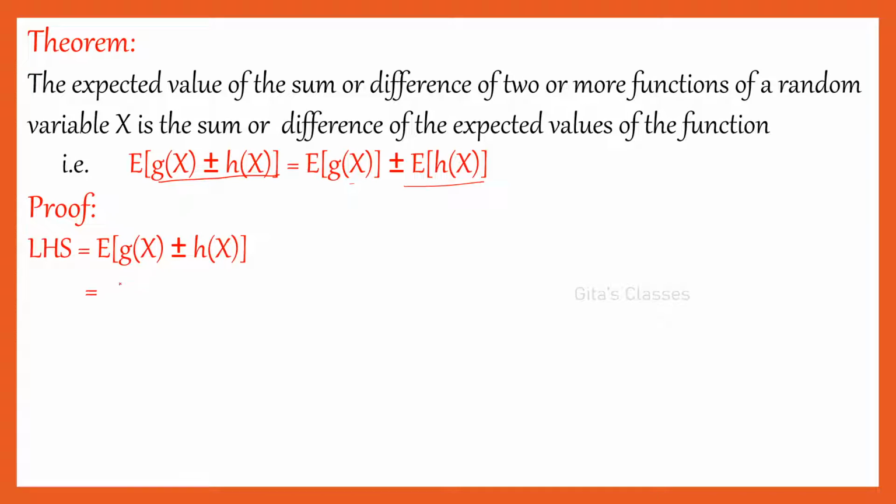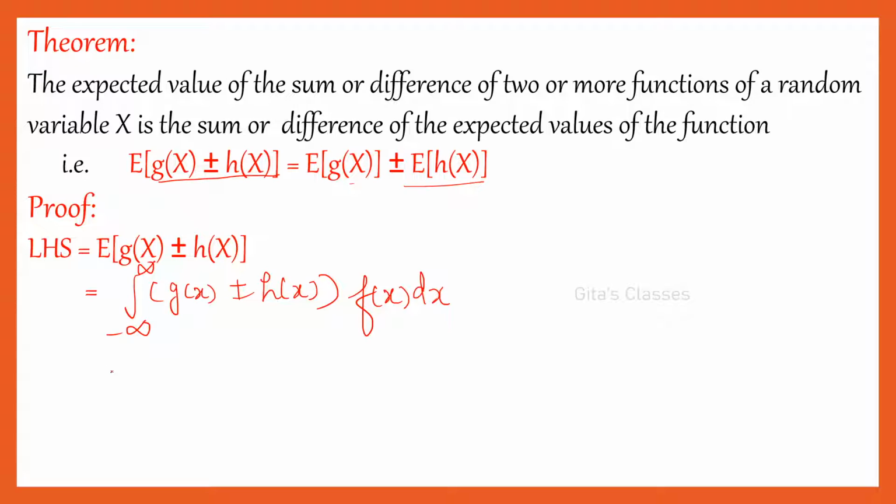Let us take continuous now. In the previous one we have taken discrete, now we will take continuous. So from minus infinity to plus infinity, whatever you have here, g of x plus or minus h of x into f of x dx.